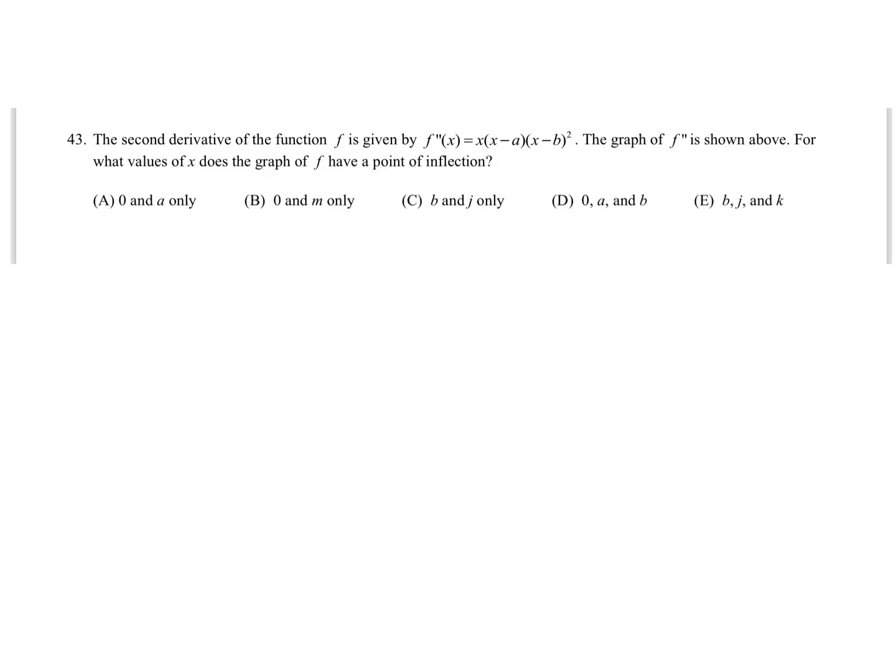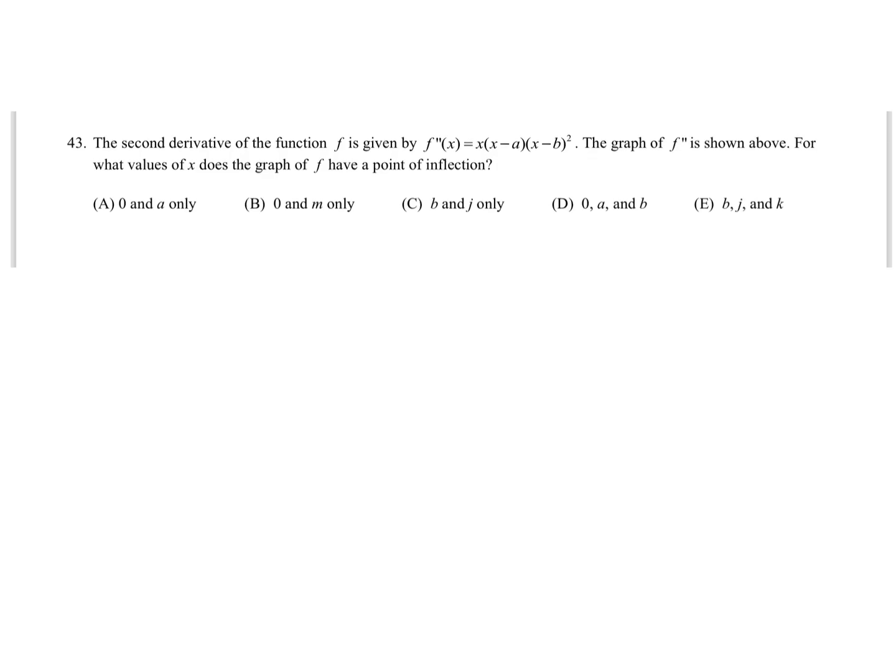All right, up next, there's supposed to be a graph that goes with this. But I don't have the graph, and I don't need it. Look at the multiplicities. No multiplicity, so I know f double prime is going to change signs there. No multiplicity, so I know that f double prime is going to change signs there. Even multiplicity, at x equals b, f double prime is not changing signs. So the only place we change signs is at x equals 0 and x equals a. So a is the correct answer, and I didn't even need the graph that went with it. Last up.